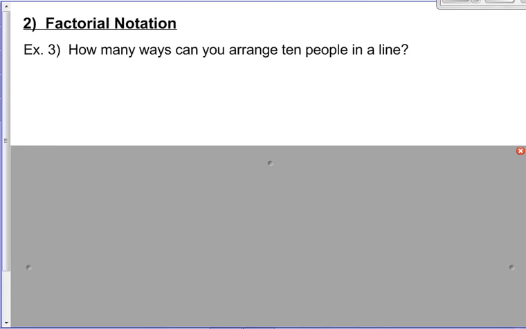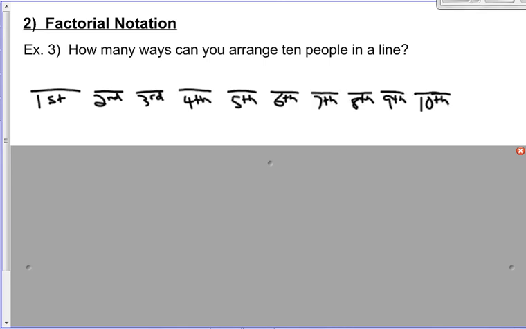So this leads us to factorial notation. How many ways can you arrange 10 people in a line? Well, it's the same question. You got a first, a second, a third, and so on. And then there's a certain number of possibilities for each of them. So you've got 10 people to choose for your first person in line, which means there are 9 left for your second person, which means there are 8 left for your third, and so on. And that means we've got to multiply all of these things together.